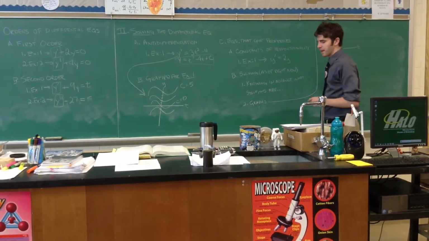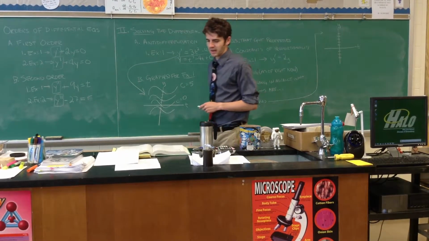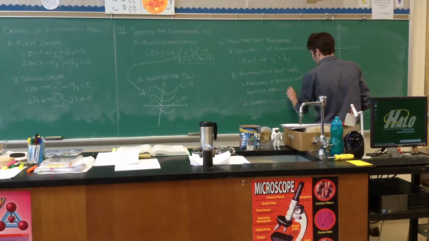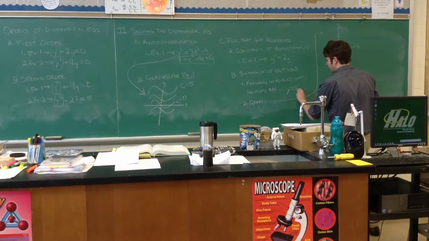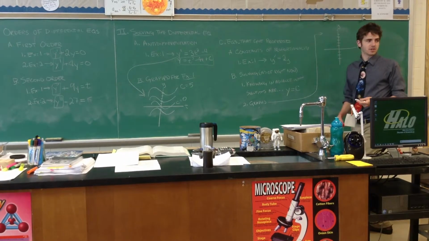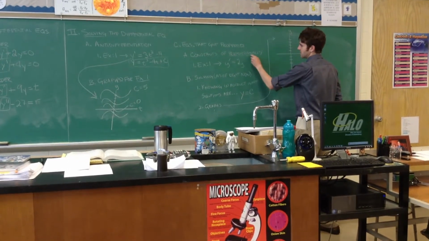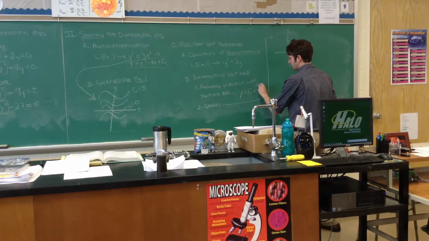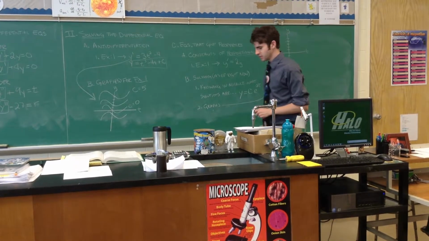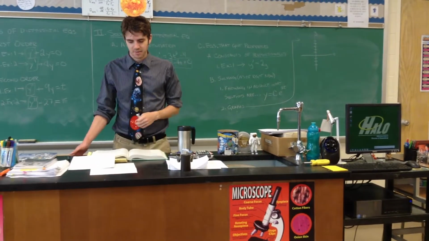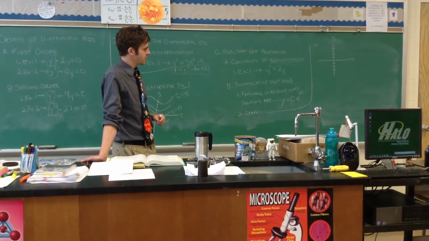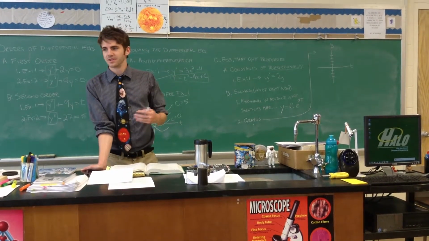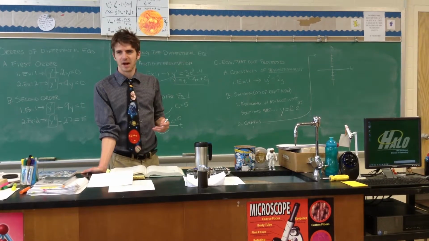So 4y prime equals 2y, and I wouldn't expect you to know this. y would be some constant, say the constant of proportionality, e to the 2t power. So that e is our exponential, you know, it has a value.